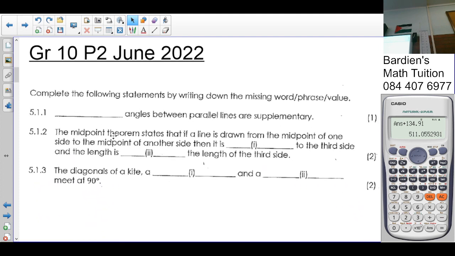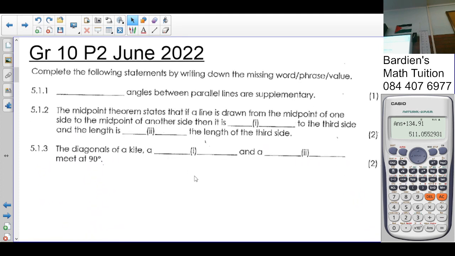Right, now we're going on to our favorite, geometry. Here we are told to complete the following statements by writing down the missing word, phrase, or values.